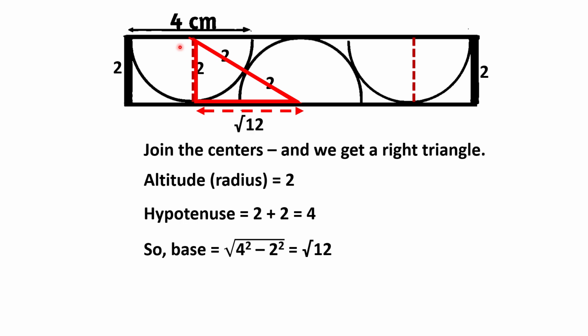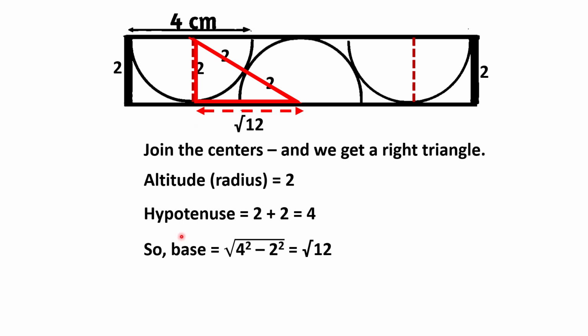Now, join the centers of the first and second semicircles. When we join them, we get a right angle triangle. The hypotenuse is radius 2 plus radius 2, that is 4, and the altitude is the radius of one semicircle, that is 2.